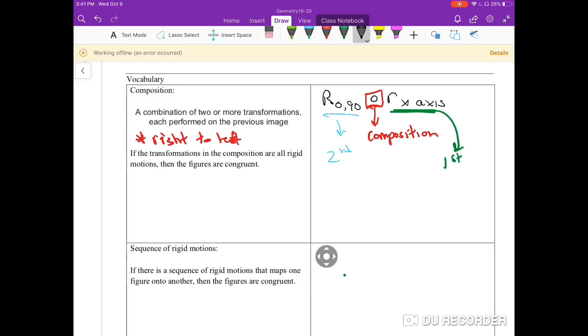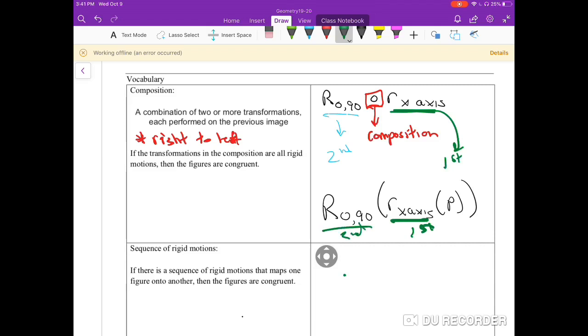The other way you can see this is with parentheses. If I write the same one, it would look like this. Again, in this case, we're still working from right to left, or from inside to outside. So it's a rotation of 90 of a reflection over the x-axis of the point P. I'm going to do this first, and I'm going to do this second. That's really important.